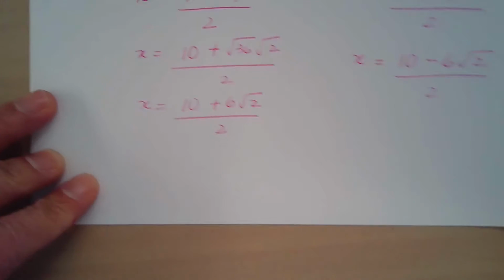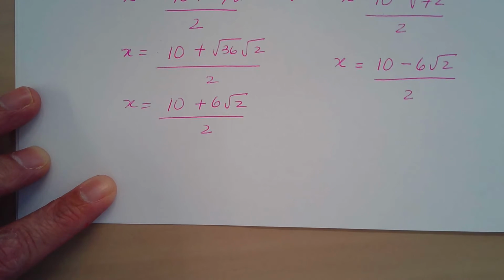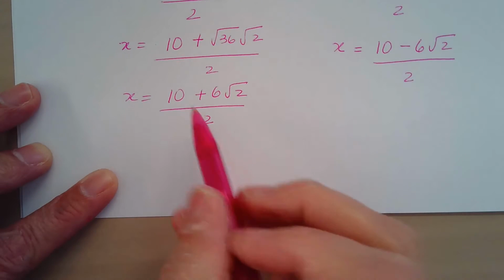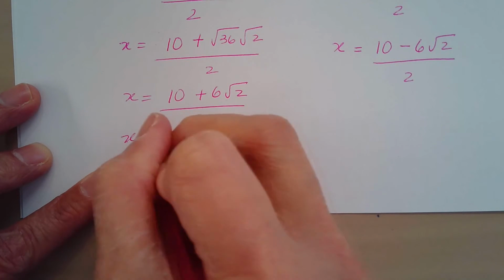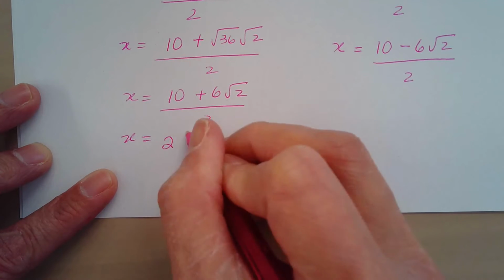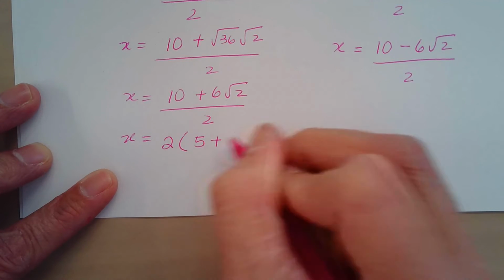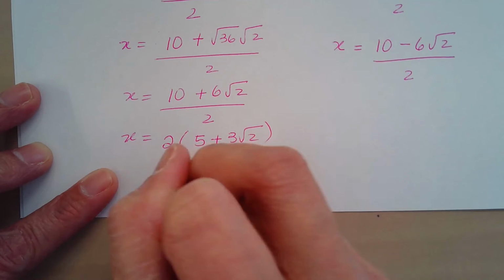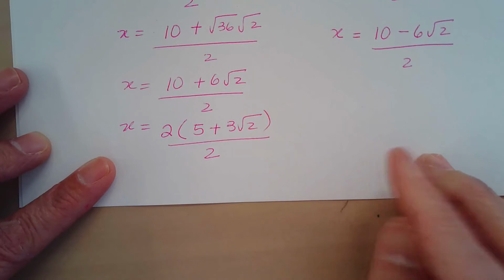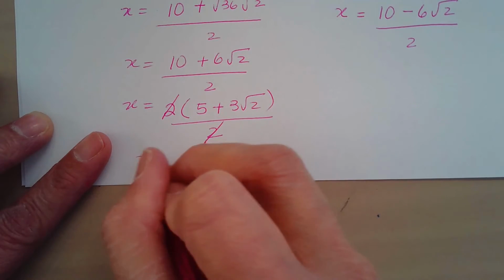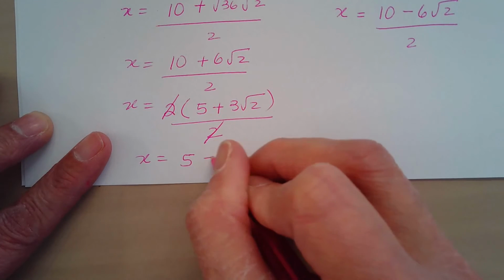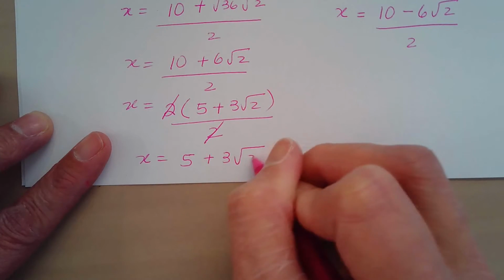And what else can we do? If you want to really simplify it further, down to the very simplest form, there's a common factor here of 2. We can factor that out. So it's going to be 2 times 5 plus 3 root of 2 over 2. And then a common factor of 2 cancels. So x is equal to 5 plus 3 root of 2.